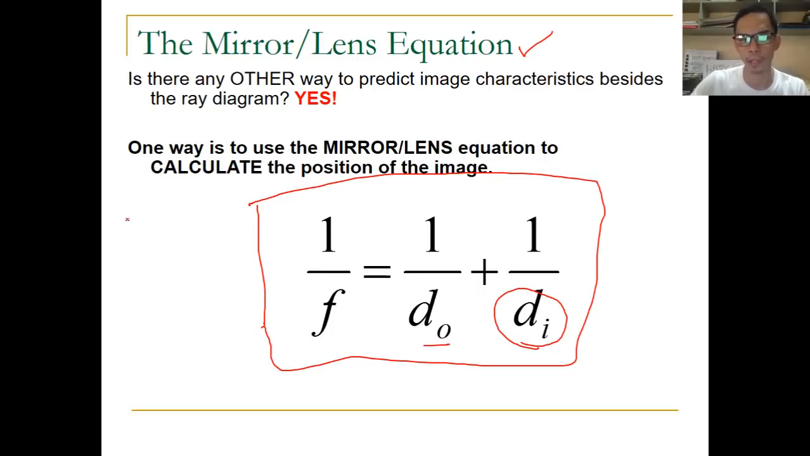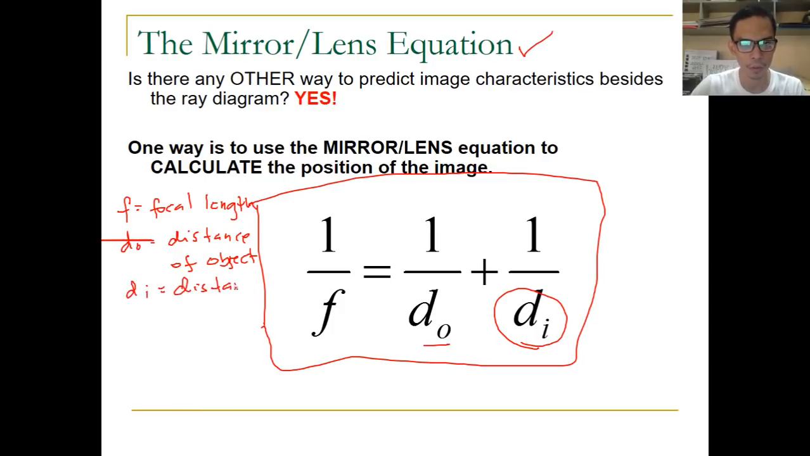So let's have all the variables that we have right here. The small f represents the focal length. Next one, the d sub o is the distance of object. Next one, the d sub i is the distance of the image. So this is the standard formula if you want to compute one of these variables that we have right here. Now let's take a quick look on how to use this formula.